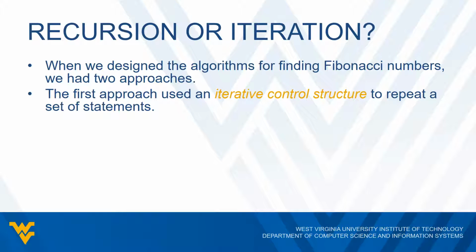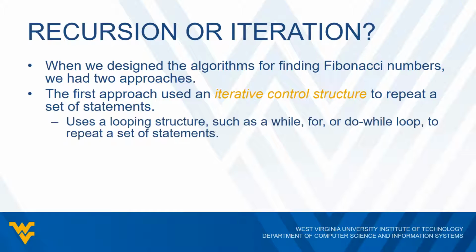The first approach used what we call an iterative control structure to repeat some set of statements. Now, an iterative control structure uses some type of looping structure, such as a while loop, a for loop, or a do while loop. But these looping structures are used to repeat some set of statements. You've been using these since CS121.